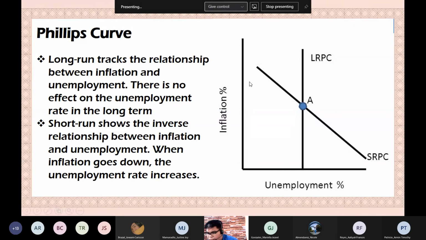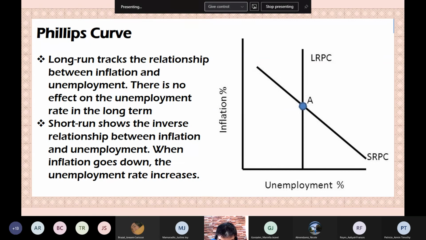So, the Phillips curve has two time frames, the short run and the long run. So, yung long run nga, sabi ni Ms. Brazal, tracks the relationship between inflation and unemployment. Okay.